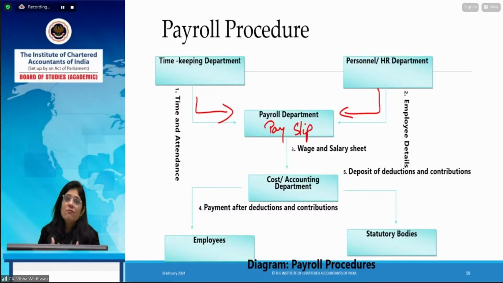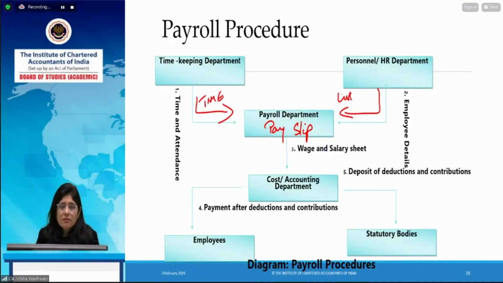But they need the information. The time information will be given by the timekeeping department: how much overtime they have worked, and how much incentive will be made. Then the payroll department will calculate. And then the personnel department will send the list of employees, how many employees are working, how many temporary workers there are, and what rate is fixed for them. The rate is very important, the rate of salary, how much salary they will be getting.